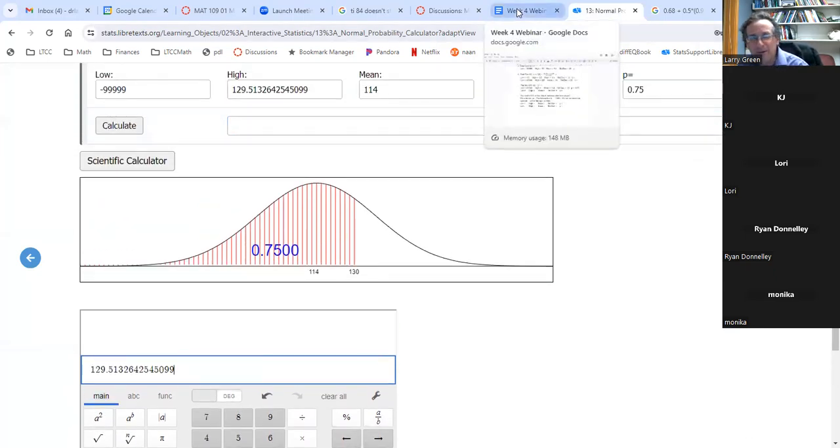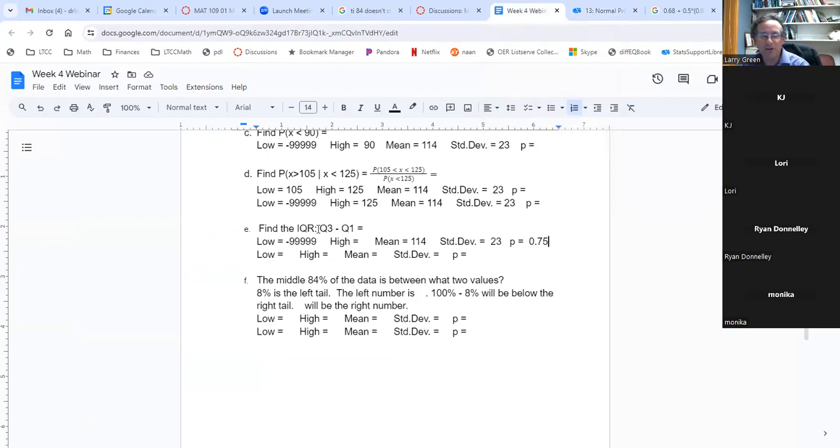Well, remember that the interquartile range is the third quartile minus the first quartile. What's the only difference when we're talking about the first quartile compared to what we just did for the third quartile? There's only one difference in terms of low, high, mean, standard deviation, and P. Yeah, the only difference is P now is 0.25. So we still have the low is negative 99999. High is blank. The mean is 114. Standard deviation is 23. And P is 0.25 now.